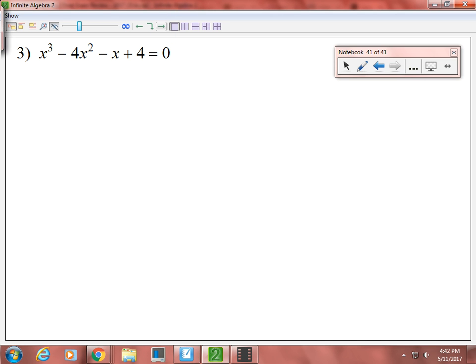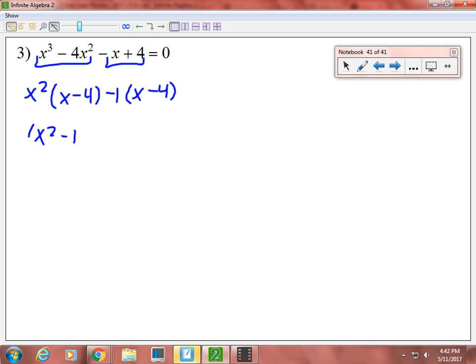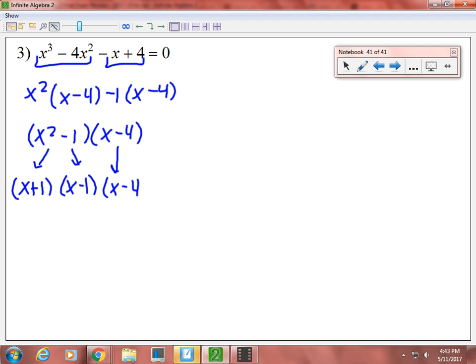Number 3 wants us to factor these. So to factor, I want to factor by grouping. So I'm going to factor here. I can take an x squared out of both, and I'm left with x minus 4. This one, I can take a negative 1 in order to leave me with an x minus 4. So now what I have is x squared minus 1 and x minus 4. So then this can still factor down into 2 more things of x plus 1 and x minus 1, and this one's going to stay the same. And then you factor them down to its lowest factored form.